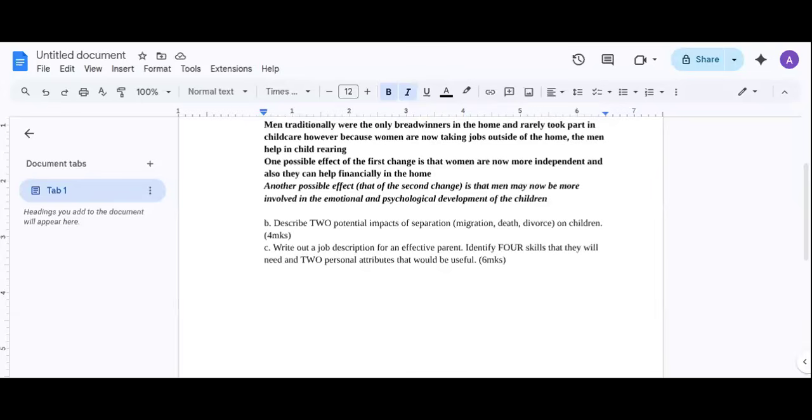So, two potential impacts of divorce on children. In circumstances of divorce, the children may feel rejected, alienated, or depressed, as they may feel that they are the cause of the divorce.